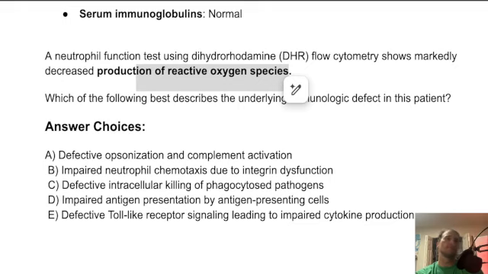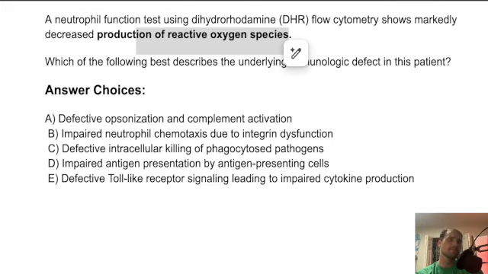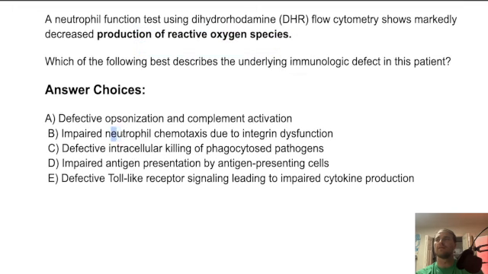Okay, so diagnosis, DHR, and/or a nitroblue tetrazolium test, because its failure to produce a color means you don't have an oxidative burst. So not A. B, impaired neutrophil chemotaxis due to integrin dysfunction. That's seen in LAD. That would present with delayed umbilical cord separation. If you have neutrophil chemotaxis problems due to integrin defects, you'd have recurrent skin infections and just super leukocytosis, and you don't have those findings here. So neutrophil chemotaxis with integrin is probably fine.